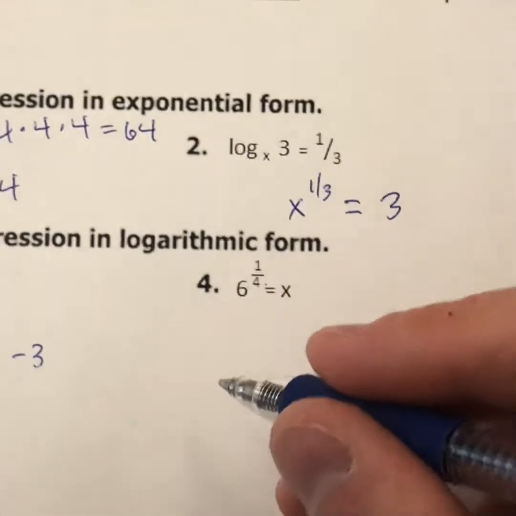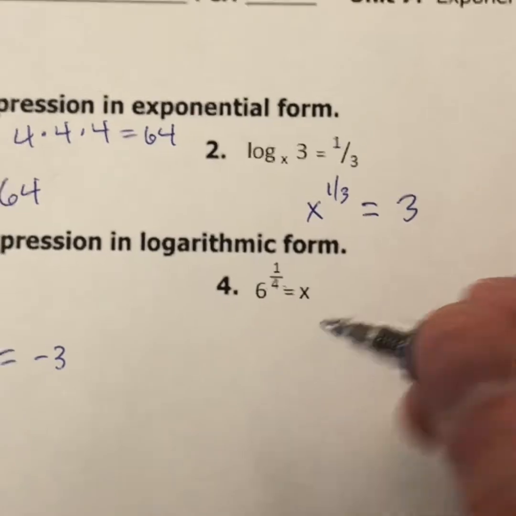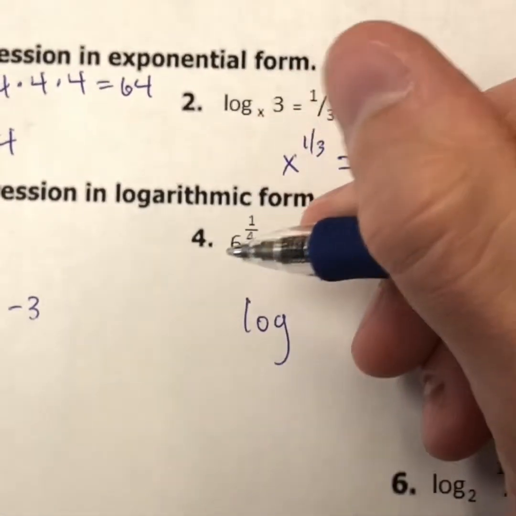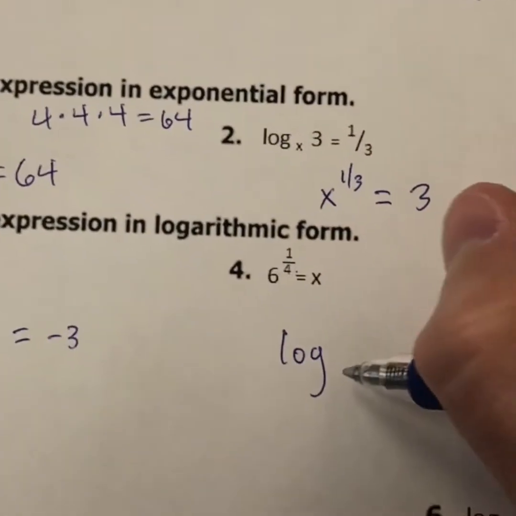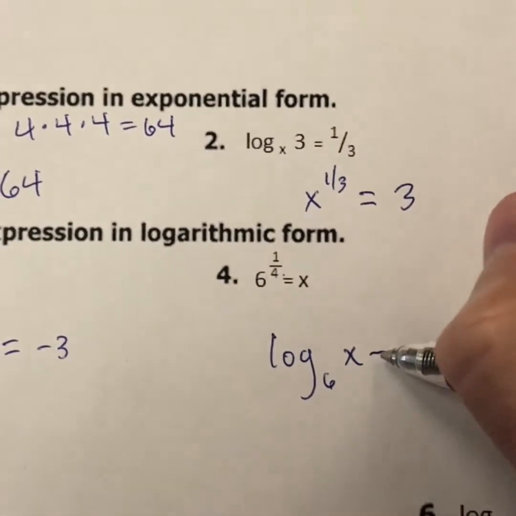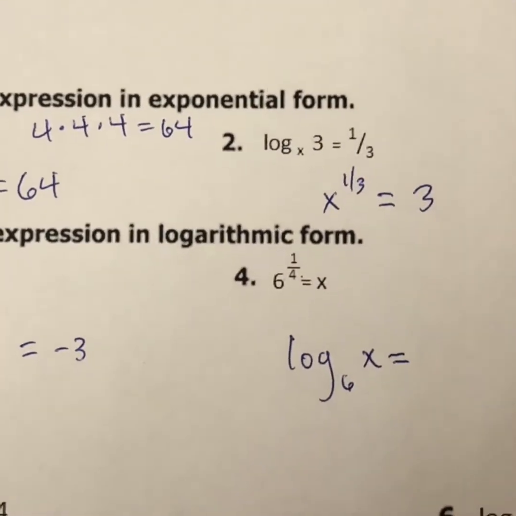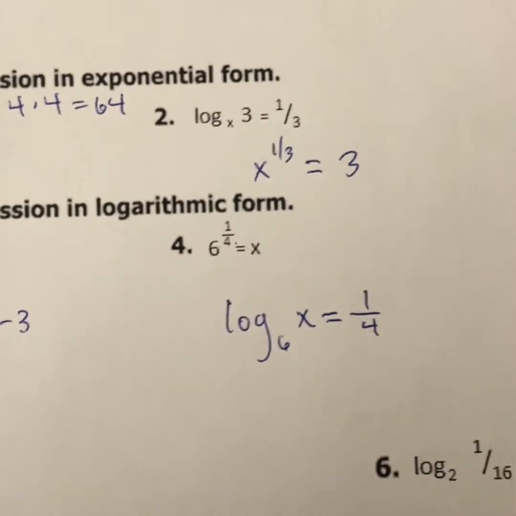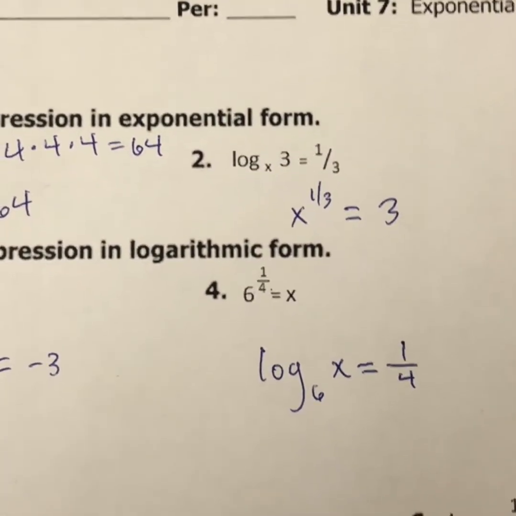And one more example here with the converting. So log, start with that. We're going to go left to right, so we're starting with the 6. Log base 6 of x equals 1/4. And that would be full credit.